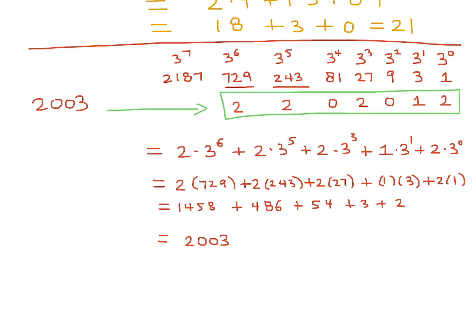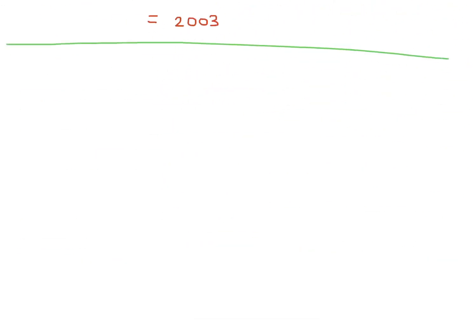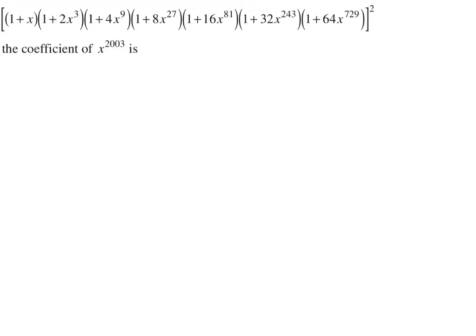Okay, so I hope that makes sense. That's a little bit of a primer before we start the question. So now let's begin the question. They've got this big long expression. They want you to find, after you've expanded it and simplified, what is the coefficient in front of x to the power of 2003.